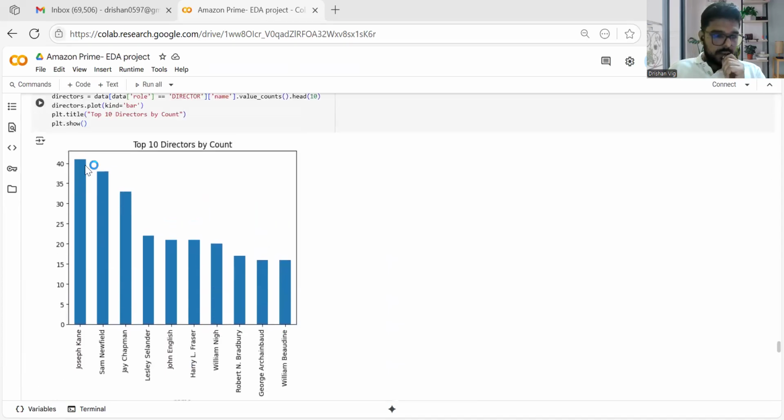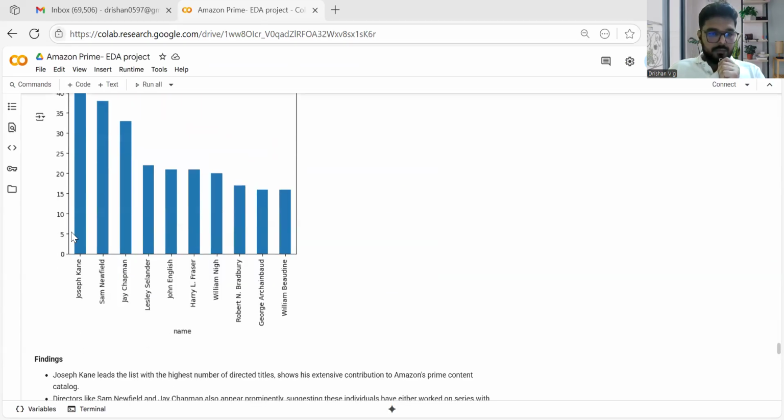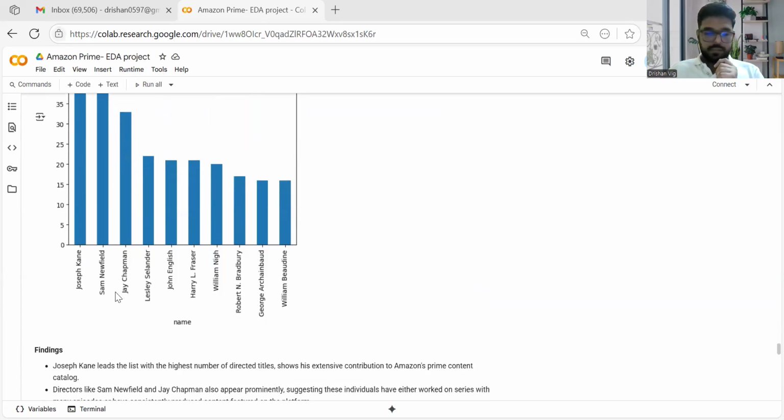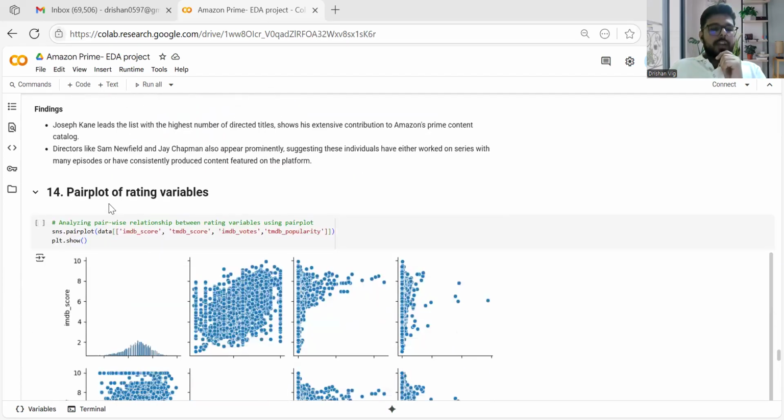As you can see in this visualization, Joseph Kane, the director, leads the position. It's basically a score of more than 40, followed by directors Sam Newfield and Jay Chapman, respectively.